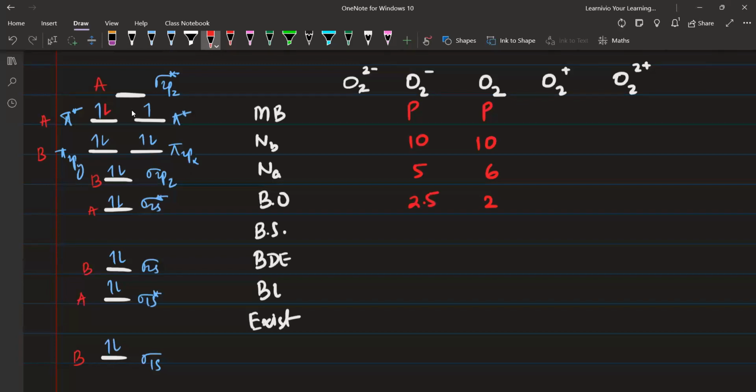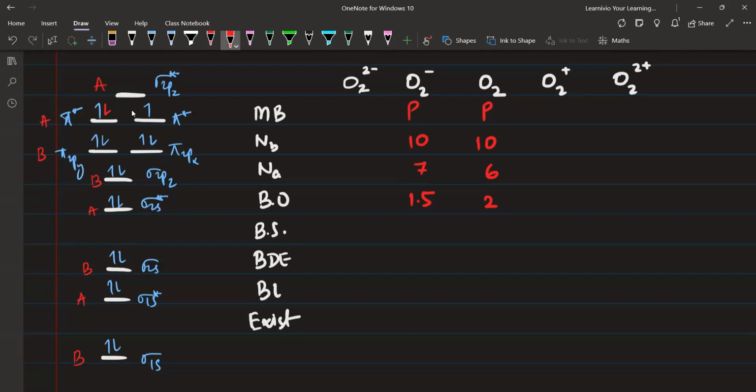Yes or no? 2.5, not 1.5. 2.5. No, 7 is not... My bad. Here it will be 7, not 5. We have added, now it will be 7. My bad. It will be 1.5. Makes sense? Yes or no? Please tell me.